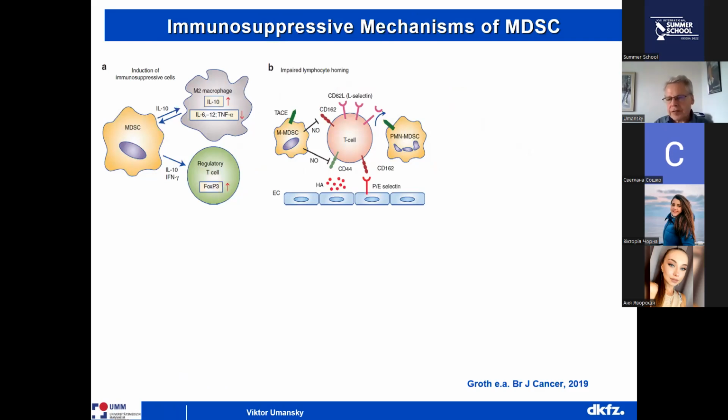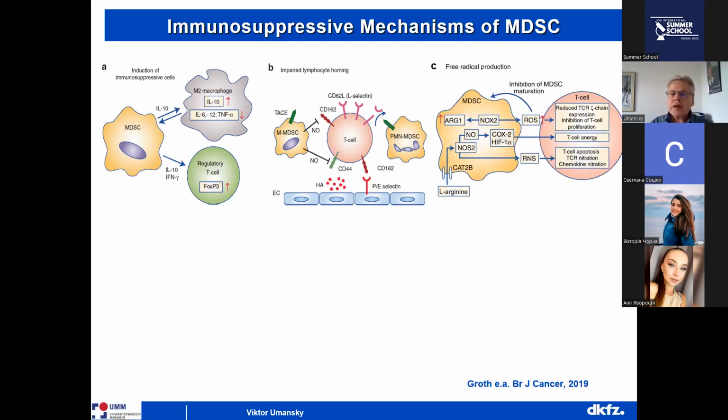And the problem with these cells is that their immunosuppressive activity is really multifaceted. They can make a lot of immunosuppressive molecules and use a lot of mechanisms. Here I try to list only a couple of them. One is, for example, induction of other immunosuppressive cells like regulatory T cells or M2 macrophages. Impaired lymphocyte homing: they can also block the homing of T cells into the lymph nodes. They produce free radicals, for example, reactive oxygen species or nitric oxide, which can lead to apoptosis of T cells.